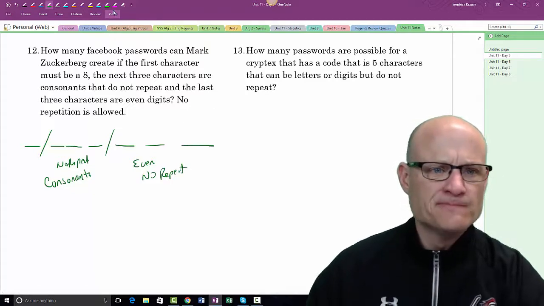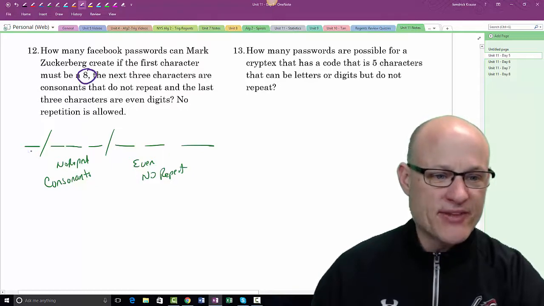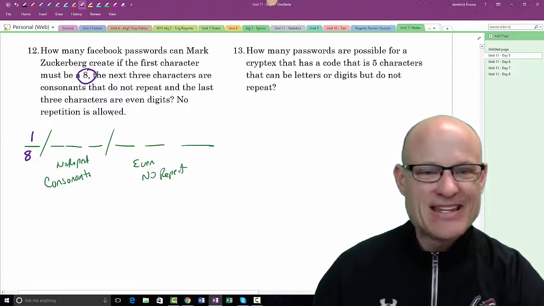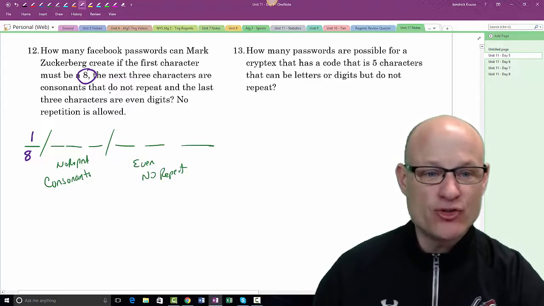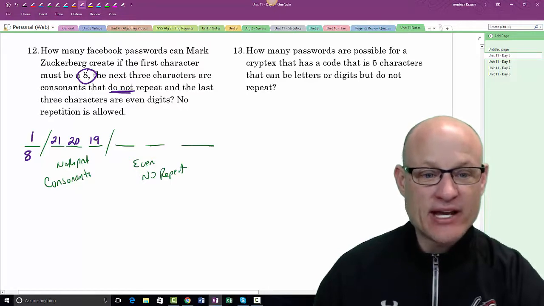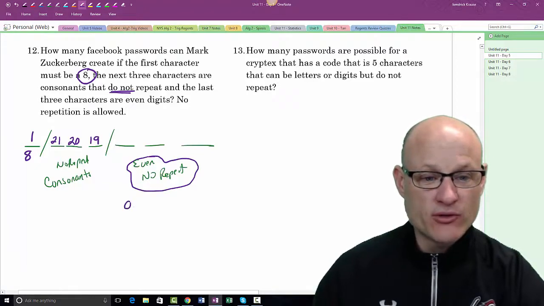All right, this one's kind of tricky. You got to be careful here. The first character must be an 8, so I only have one choice for it. The next 3 characters are consonants that do not repeat. So that would be 21, 20, and 19. Now this is the last part. I have to have an even number. No repetition is allowed. Well, the even numbers are 0, 2, 4, 6, and 8.